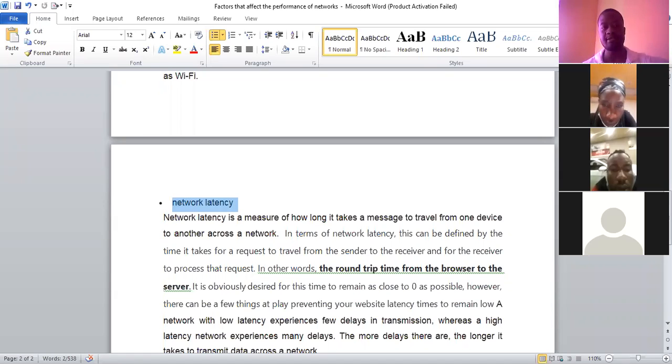So what is network latency? Network latency is the measure of how long it takes a message to travel from one device to another across the network. Oh, so you are reading from my presentation, right? It's okay, but you just read and did not tell us in your own words. Can you please tell us what that statement is saying? It's the measure of how long it takes a message to travel from one device to another across the network. I think that is simple, straightforward, understandable, right?